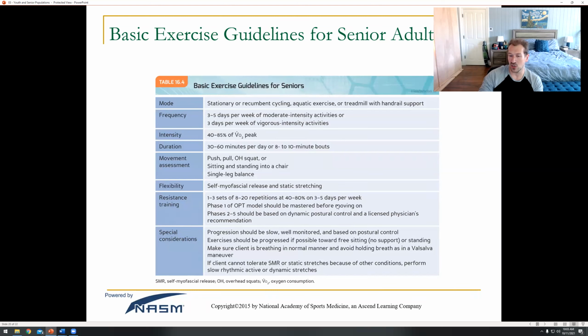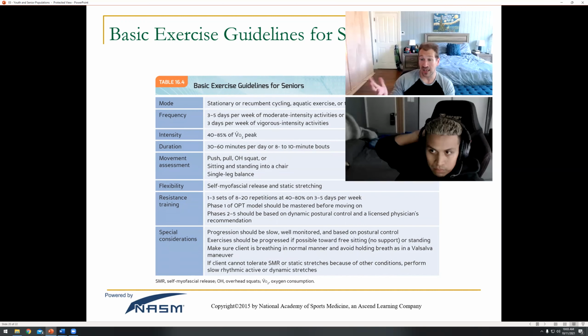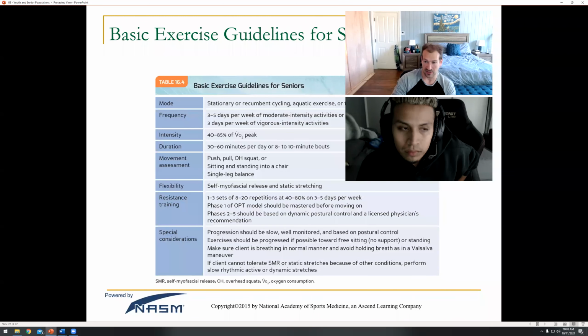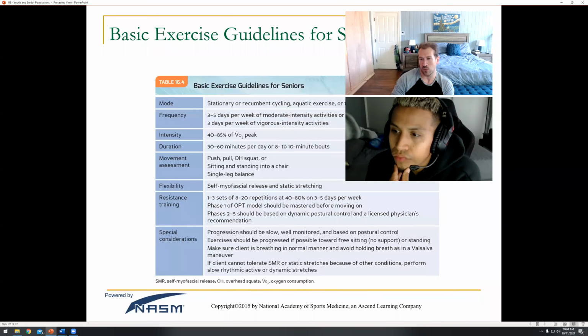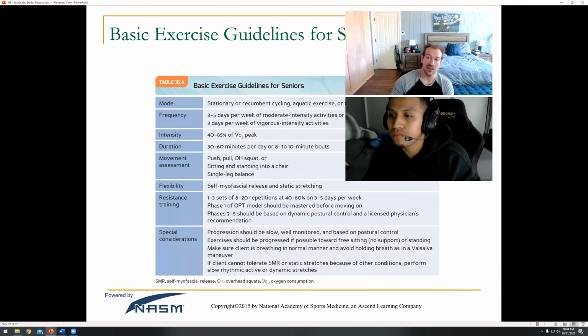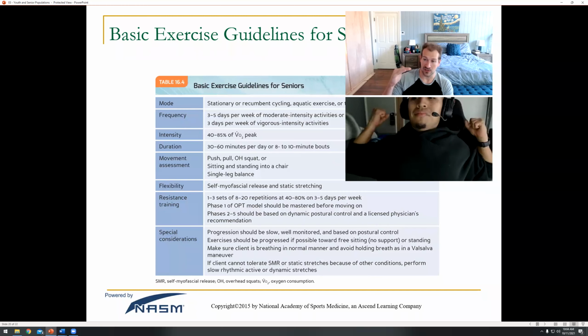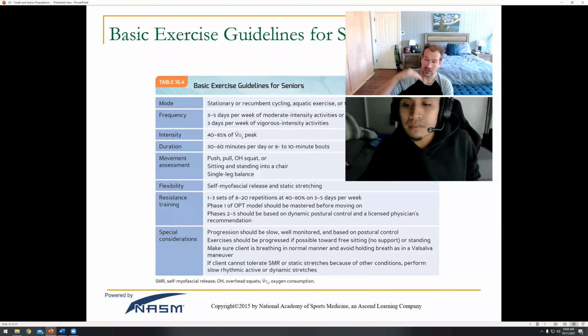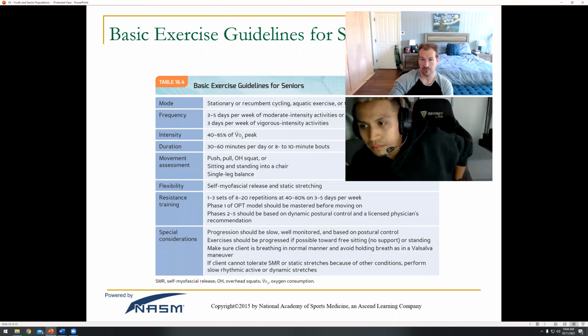Phase 1 of the OPT should be mastered before moving on. And then we can do phases 2 through 5. You can theoretically do any phase with a senior client, but max strength and power don't make any sense. They don't have the capacity to grow in those ways anyways. So why would you train there? For my senior clients, I keep them in phases 1, 2, and 3. I don't really go any higher than that up the staircase.